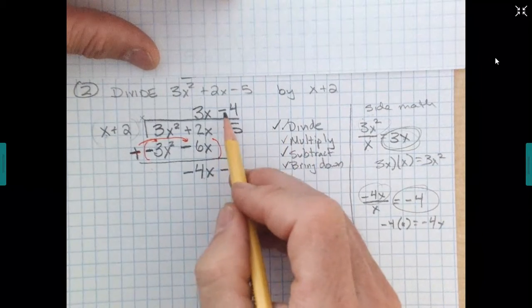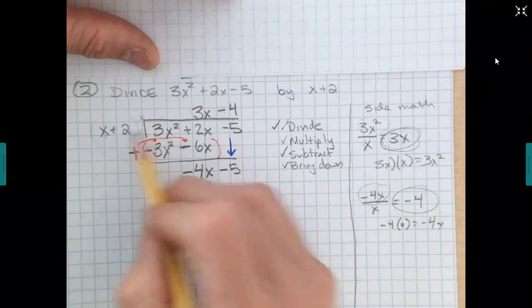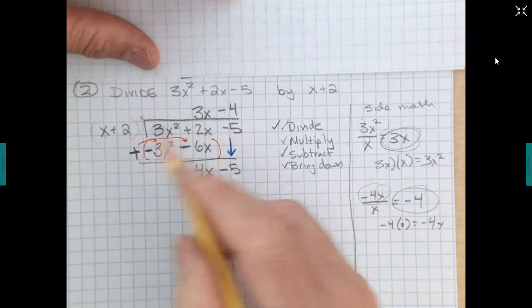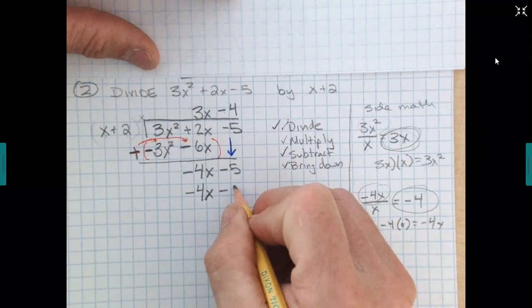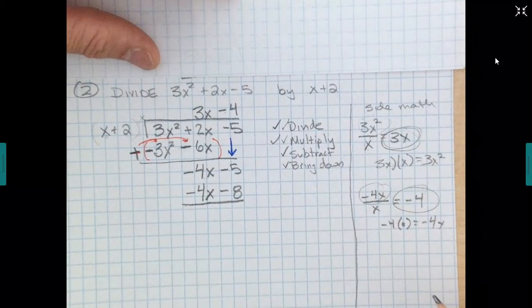Now I go to multiply. So negative 4 times this whole thing. Negative 4 times x is negative 4x. Negative 4 times 2 is negative 8. Got my multiplication out of the way.